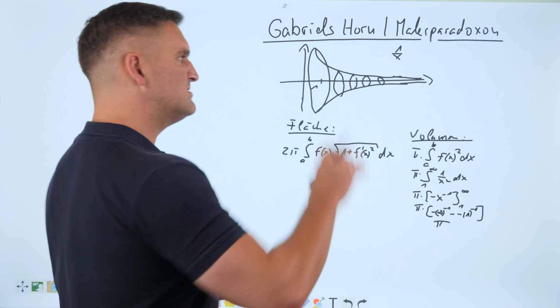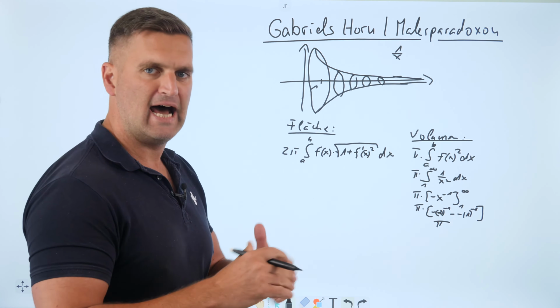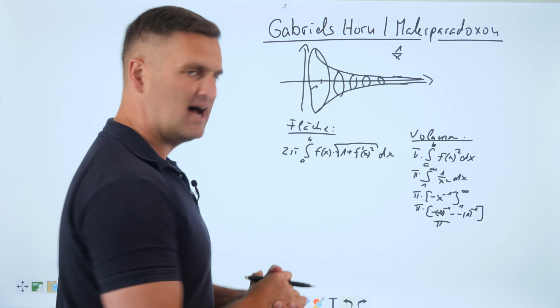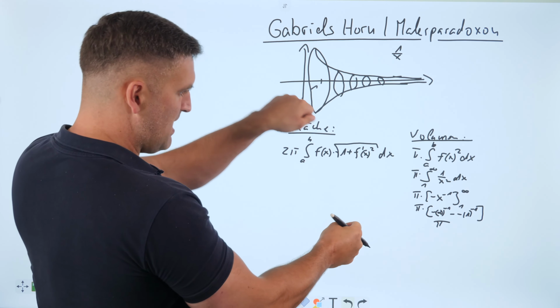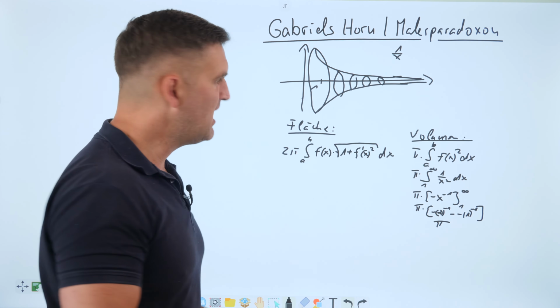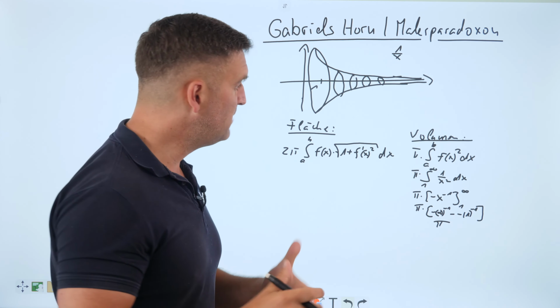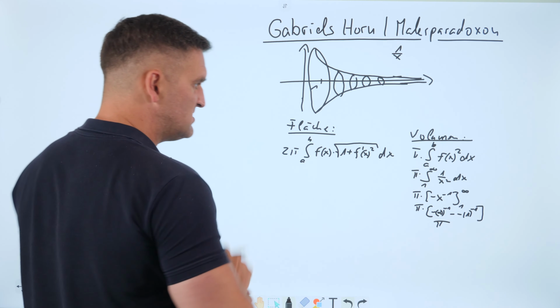And specifically, Gabriel's horn can hold pi units of paint. That means if you were to take this horn, turn it like this, and take a paint bucket that has pi units of paint, we could fill the horn completely. Now let's look at the surface area.